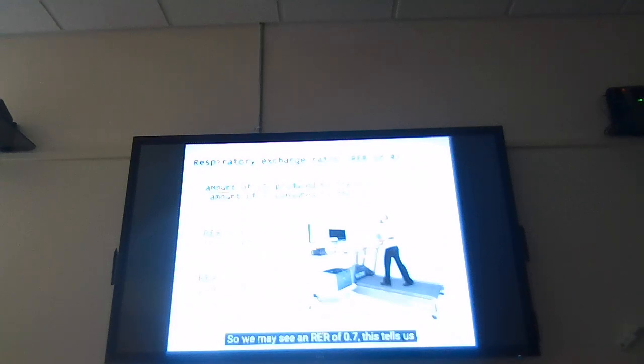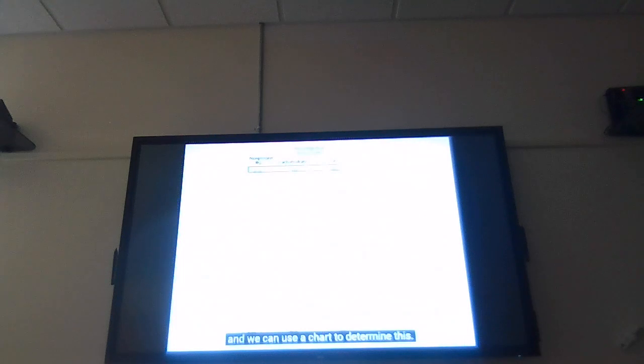So when we see an RER of 0.7, this tells us that the person is using 100% fat to produce ATP. Whereas if we see an RER of 1.0, this tells us that the person is using 100% carbohydrate. And numbers anywhere between 0.7 and 1.0 are going to be a mix of fat and carbohydrate. And we can use a chart to determine this.